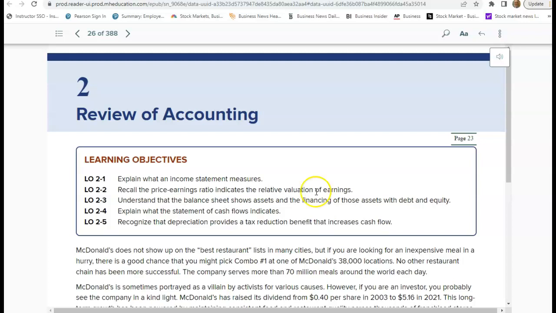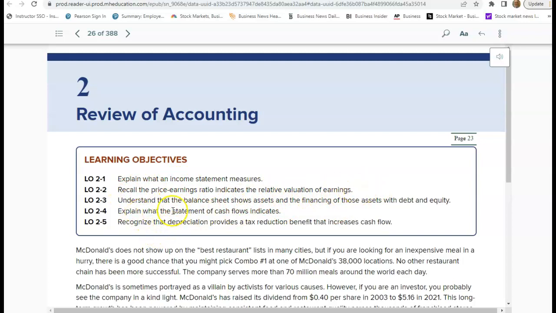Okay, so we're going to talk about what an income statement measures, probably the most used of the financial statements that we have. We're going to look at the price earnings ratio, which indicates relative valuation of earnings. We're going to be able to see how that actually works.